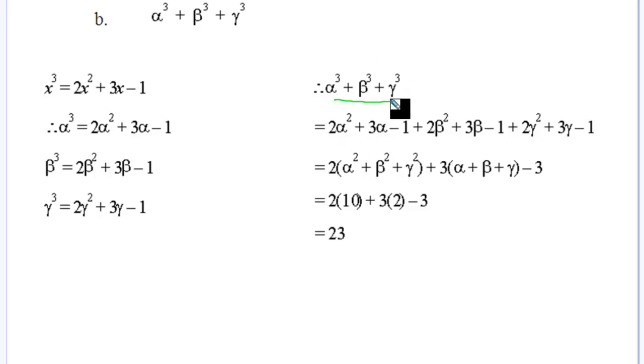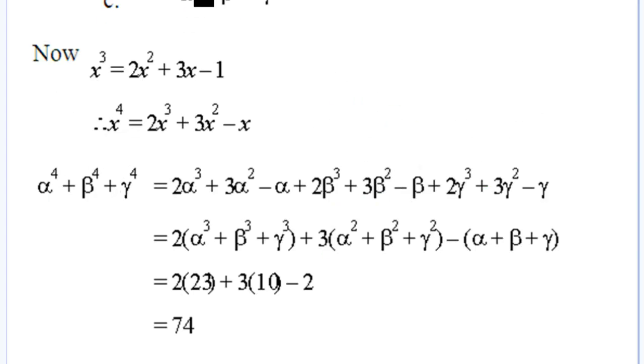The alpha cubed plus beta cubed plus gamma cubed is equal to this expression here, which we can start to collect: 2 lots of alpha squared, beta squared, gamma squared, 3 lots of alpha plus beta plus gamma, minus 3. Now from part A, we know the value of that was 10. We know the sum of the roots 1 at a time was 2, and we've got the 3 at the end. It was minus 1, minus 1, minus 1, which gives us a minus 3. And we can do that calculation to give us 23. So there's the trick to do that type of question. The sum of the squares is okay, but what about the sum of the cubes? That's how we get around that.